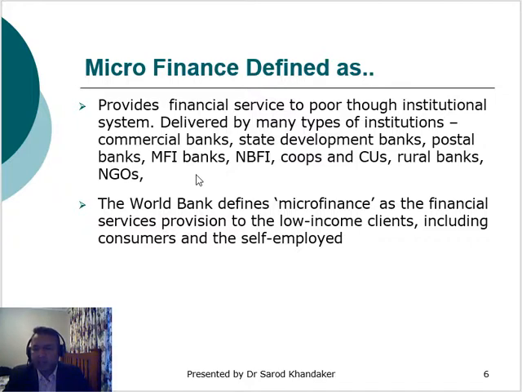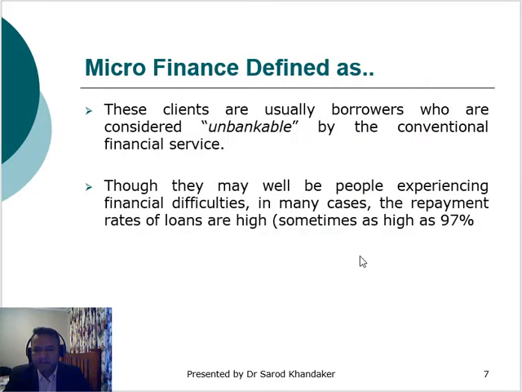The World Bank defined microfinance as the provision of financial services to low-income clients, including consumers and the self-employed. And these clients are usually borrowers who are considered unbankable by conventional financial services. As I mentioned earlier, the traditional banking system allows its clients to borrow money only if they have sufficient collateral, income, or savings, whereas microfinance can provide loans to those clients who are unbankable, who don't have savings, and who generally need a small amount of money in order to be self-independent. And these are very poor people of the society.